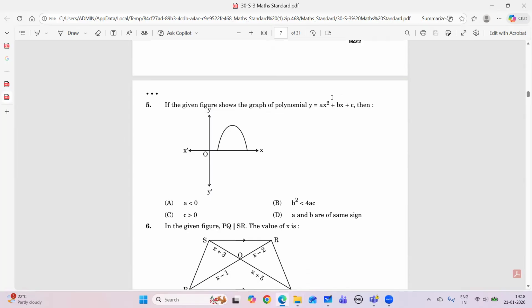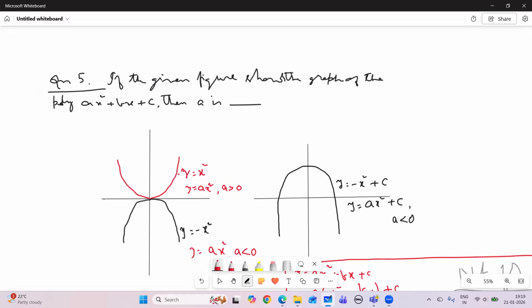So here, x square plus bx plus c is a quadratic polynomial. And now from the shape of the graph, we have to decide the sign of a. Now let us look at one standard example of quadratic polynomials, y is equal to x square. Y equal to x square is symmetric about the y-axis.